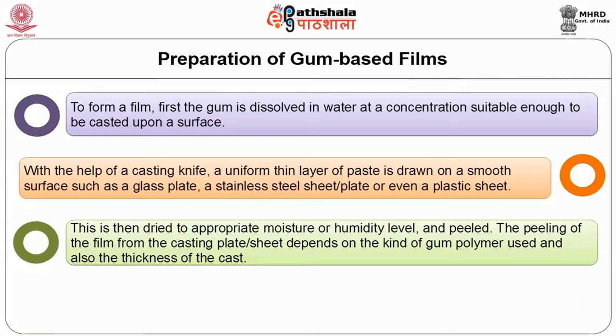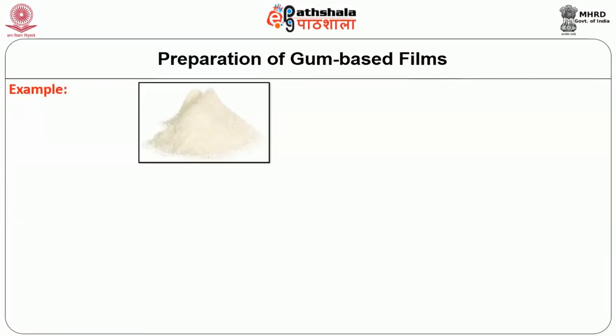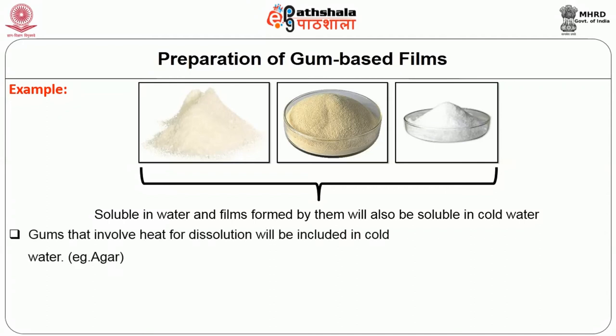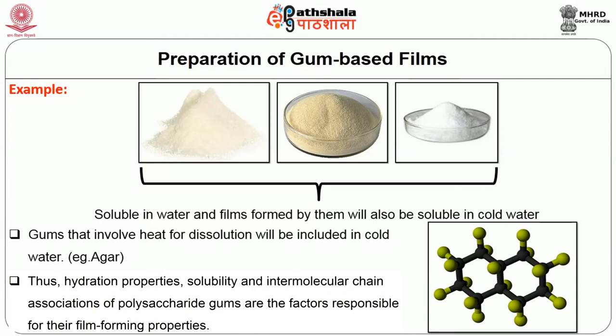The peeling of the film from the casting plate depends on the kind of gum polymer used and also the thickness of the cast. For example, gums like methyl cellulose, alginate, and carboxymethyl cellulose are soluble in cold water, and hence films formed by them similarly will be soluble in cold water. Likewise, gums that involve heat for dissolution will be insoluble in cold water, for example, agar. Thus, hydration properties, solubility and intermolecular chain associations of polysaccharide gums are the factors responsible for their film forming properties.